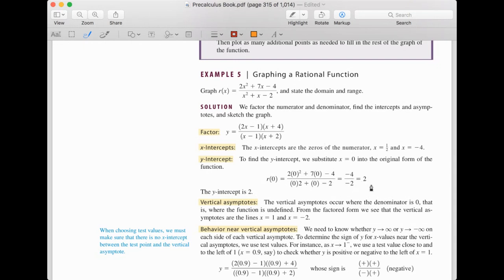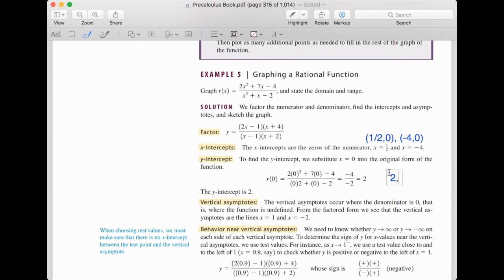Right? We get 2. So here, let's see, we get 2 x-intercepts. We get a half, 0 as 1 x-intercept. And the second one, we get negative 4, comma 0. We have 2 x-intercepts and the 1 y-intercept.